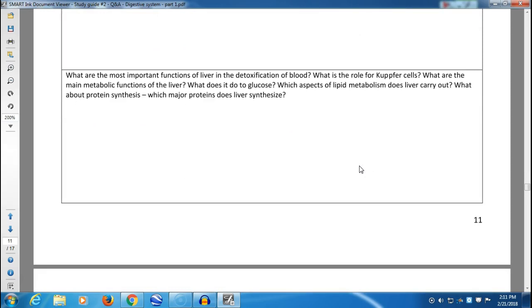Liver in the detoxification. Just know that the liver is the main metabolic organ, okay? So Kupffer cells are the phagocytes, macrophages that will kill the invaders. And in terms of metabolism, first of all, it digests most of the toxins, such as ethanol, for instance.